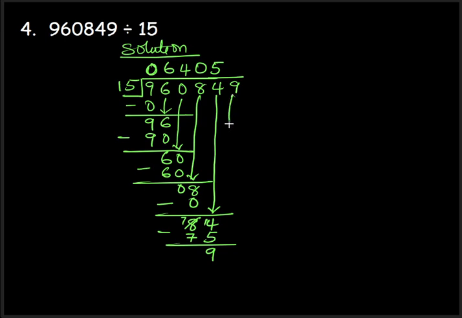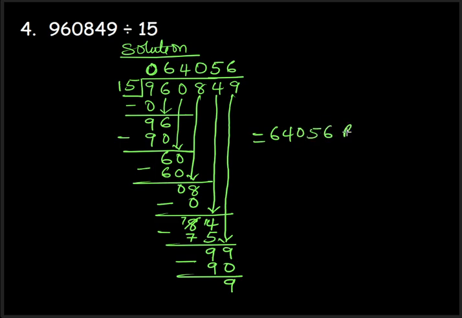And then we'll bring down 9. So 15 into 99. 90 is before, that will give us 6. 6 times 15, that will give us 90 here. If you subtract, this will be 9. So that's the final remainder, and there's nothing else to bring down. So our answer will be 64056 remainder 9, or we say 64056 and 9 over 15.